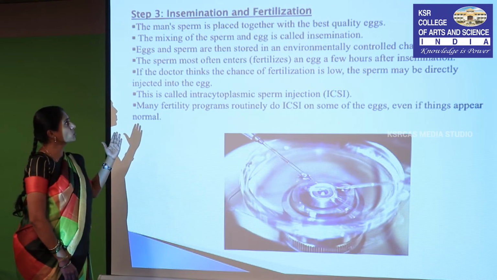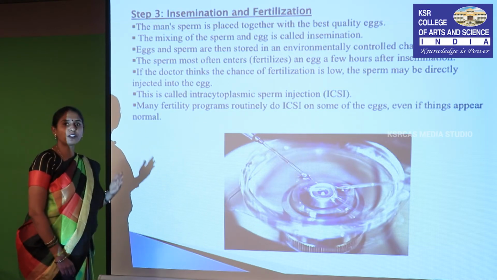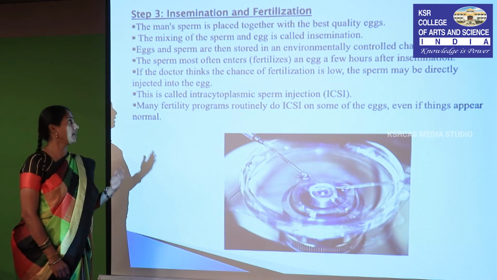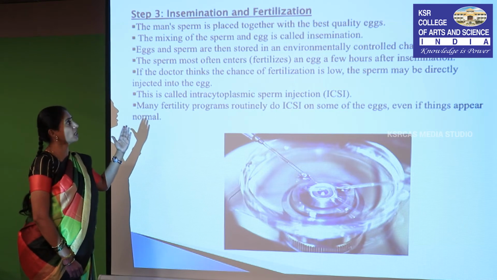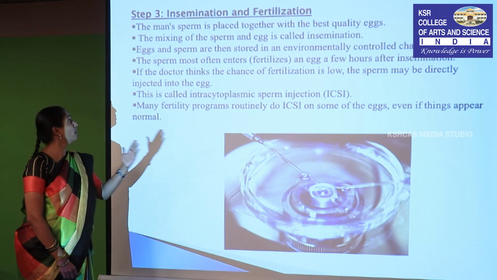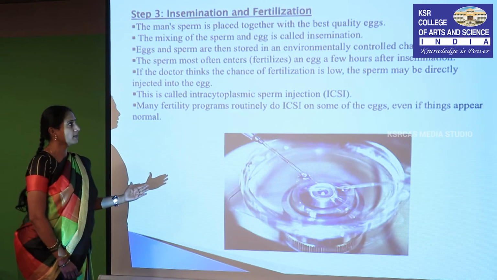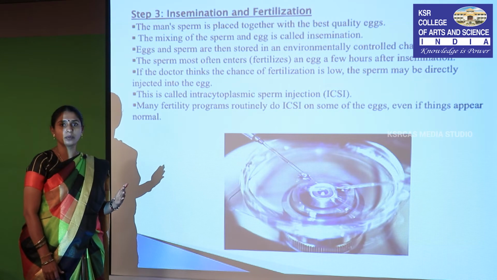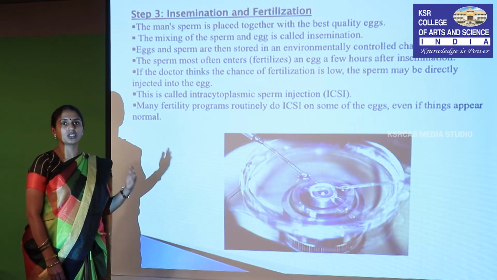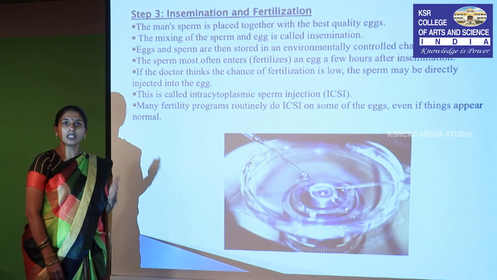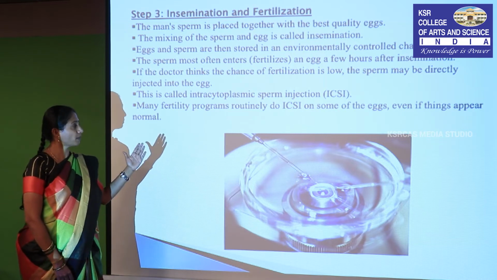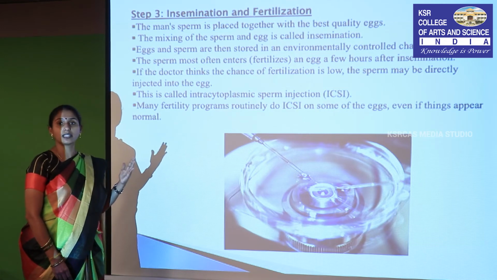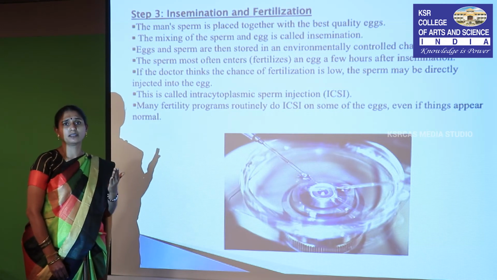The sperm most often enters an egg a few hours after insemination, so it takes time to fertilize the egg. If the doctor thinks the chance of fertilization is low, the sperm may be directly injected into the egg. When the sperm quality or sperm motility is very low, the doctor may decide to go for ICSI. ICSI is intracytoplasmic sperm injection. Here the sperm is directly injected into the egg.